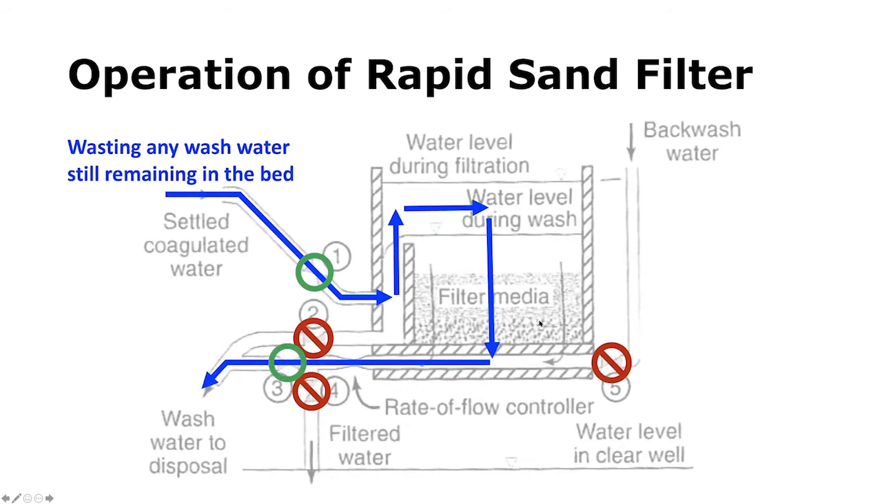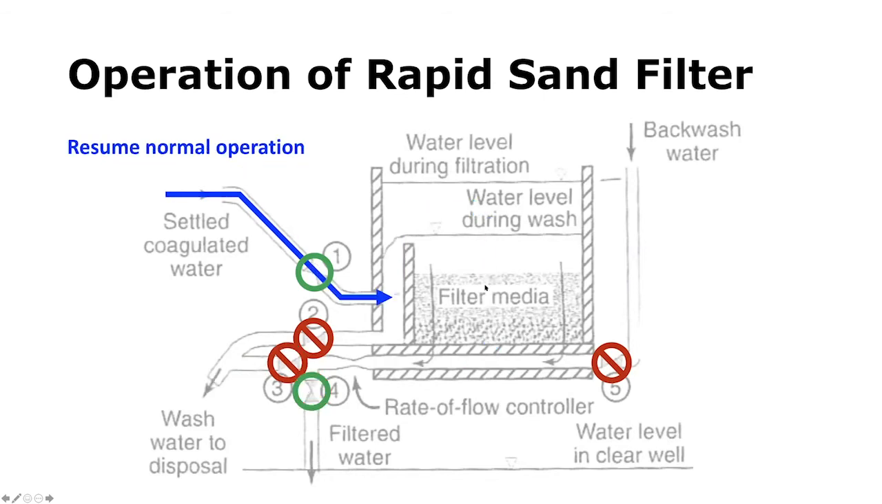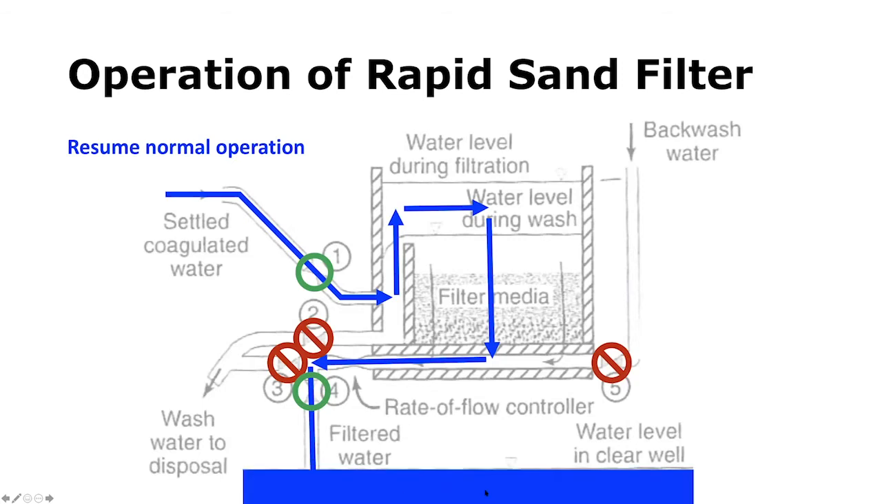After backwashing is complete, we would then open up valve 1 again, allow the coagulated raw water to come up through the filter, pass through the filter again. However, in the initial moments after backwashing a filter, the first flush through the filter would be wasted. So we wait until the turbidity levels come down to normal levels again, in which case we would close valve 3 and open up valve 4, letting that filtered water go again into the clear well for disinfection and distribution.